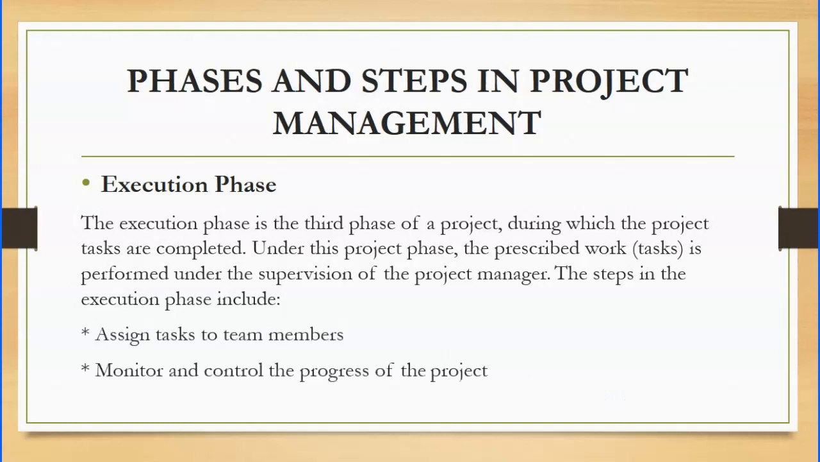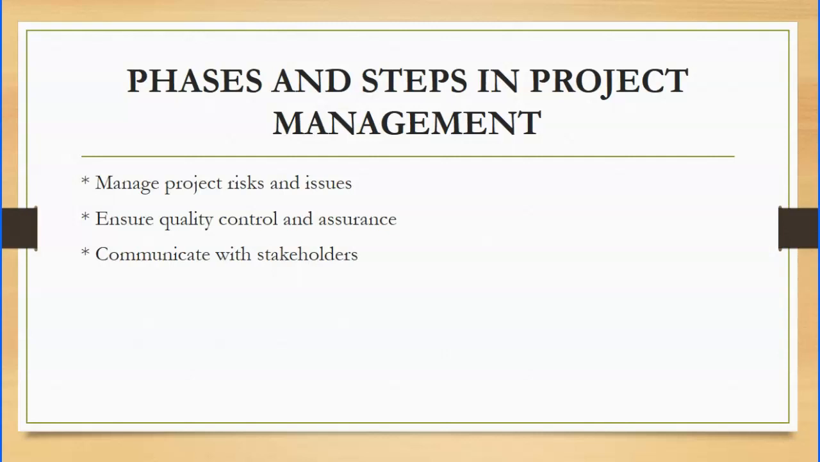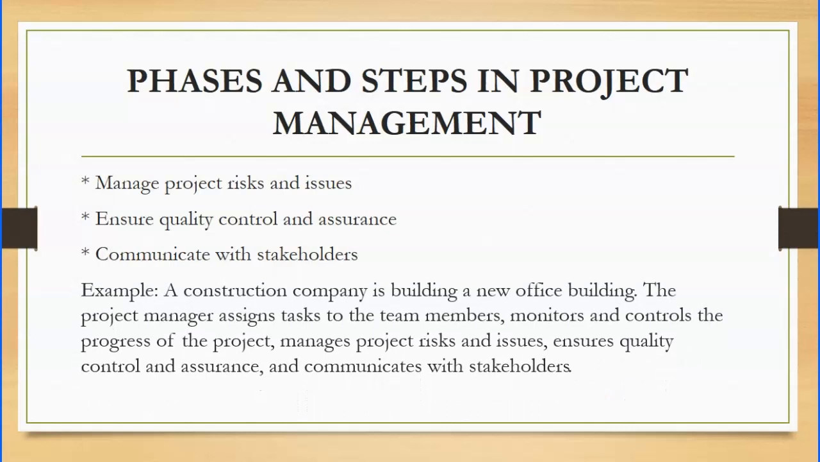This phase also has steps that accompany it. The first one is to assign tasks to team members. This is where the project manager assigns tasks to team members for the project to be done. Also, the project manager monitors and controls the progress of the project so that things are in accordance. The other part is that the project manager manages project risks and issues. He is there to supervise how to handle project risks and issues, ensure quality control and assurance, and communicate properly with stakeholders, the people in charge of the project.